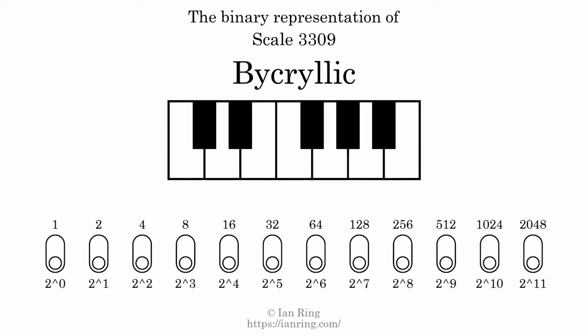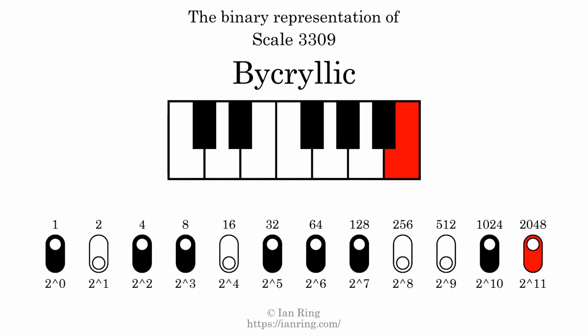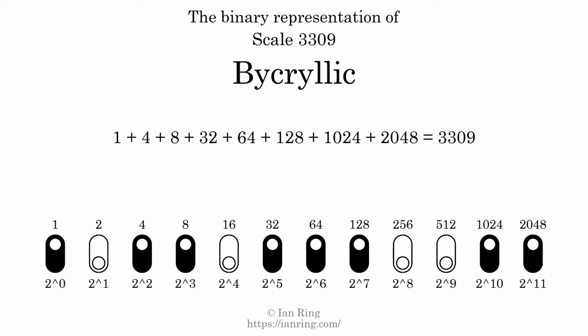The binary representation of this scale is determined by mapping tones of the scale to binary digits. Each binary digit represents a power of 2. To get the scale number, we add the powers of 2 together. The powers of 2 that are present in the scale, all added together, equals 3309. That is why the scale number, in decimal, is 3309.